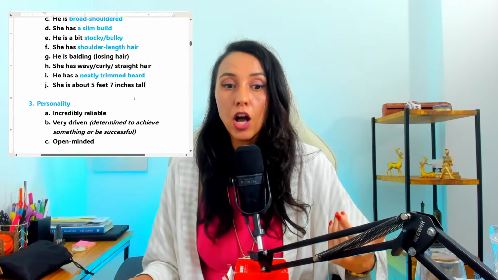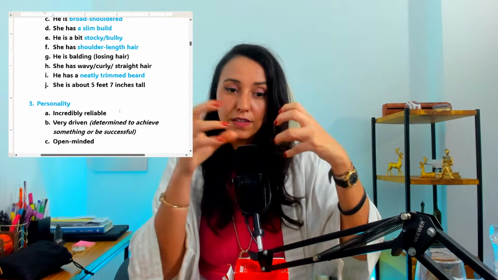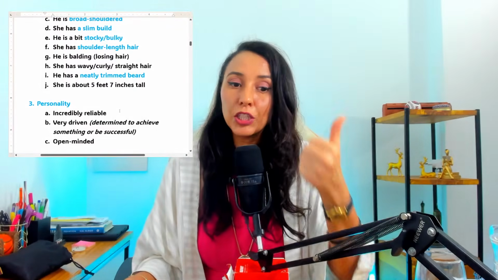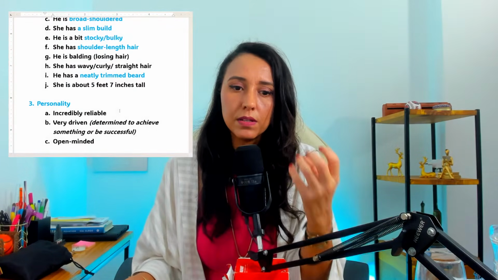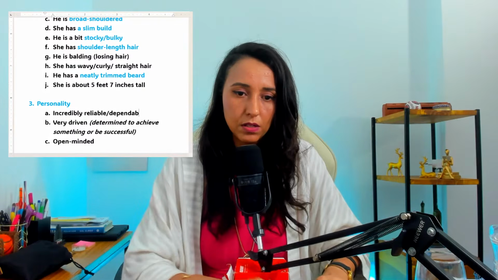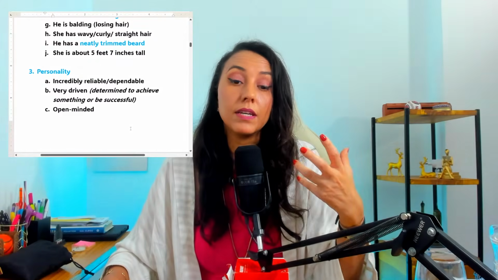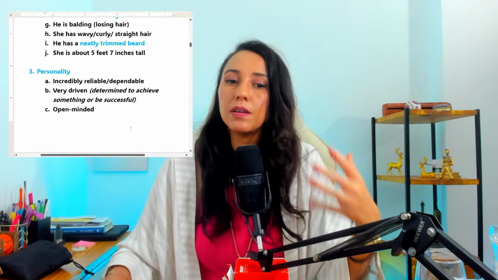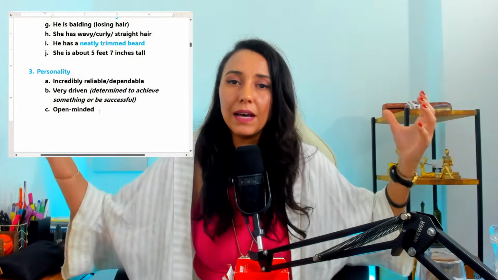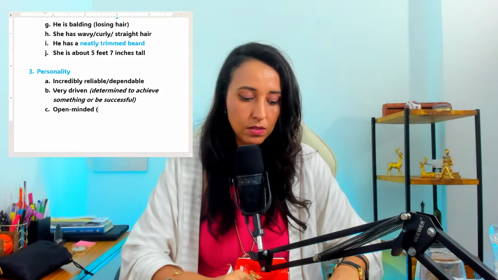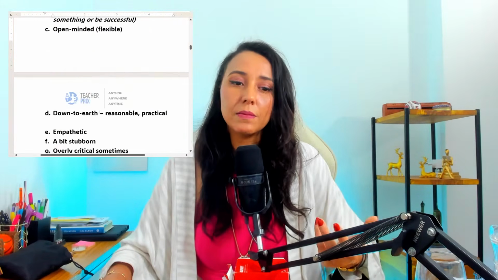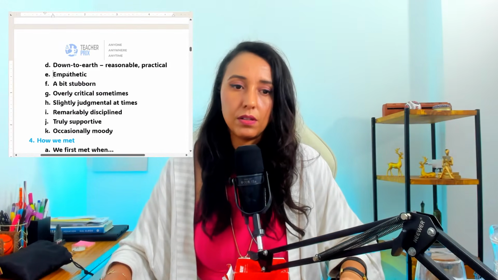Now, personality. Incredibly. You can use very, but you will see that I don't give a lot of options with very. So, incredibly reliable. I can trust this person. This person is dependable. Another good one. Very driven, very determined. That's what it means: very determined to achieve something or be successful. Open mind. I'm open, I'm flexible. Open to new ideas.